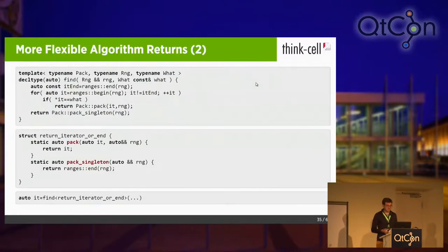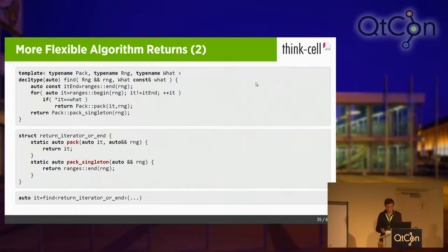Sometimes it may be nice to do something like this, where you have, so this is an extension where it gets an extra type pack that lets you customize what happens when you found something or when you did not find something. What pack actually gets is an iterator and a range, and there is this special thing, pack singleton, which says, I didn't find anything, what shall I do? And that is only passed the range. And the standard implementation would look like this. The regular pack just returns the iterator, the pack singleton returns the end of the range.